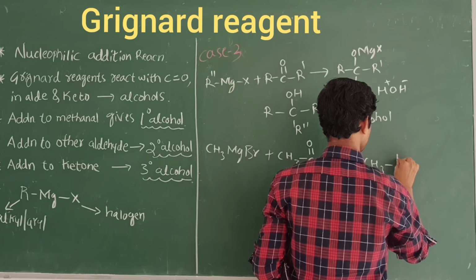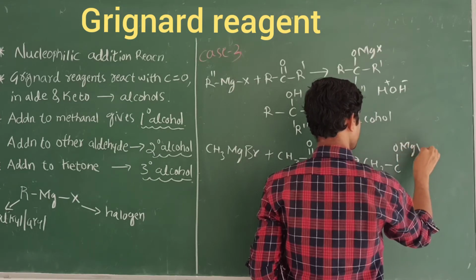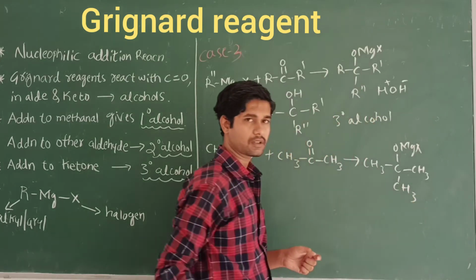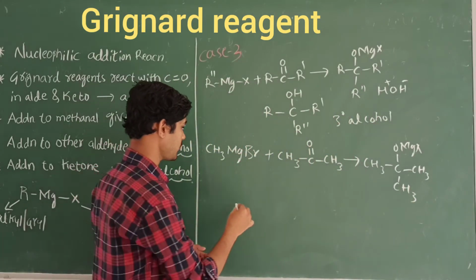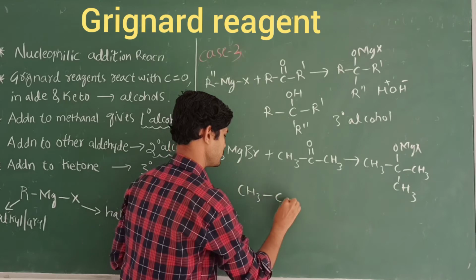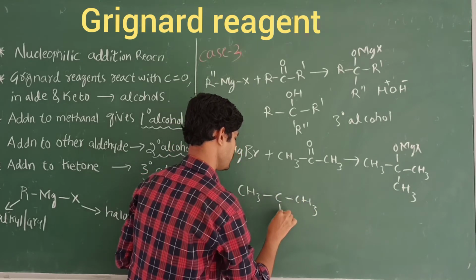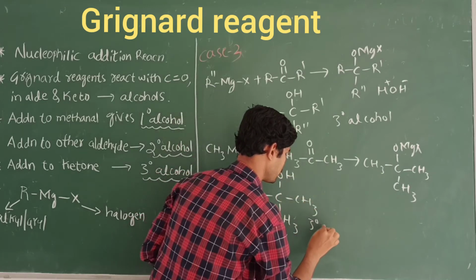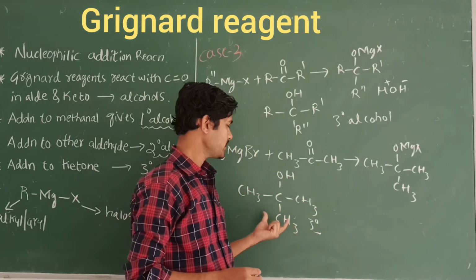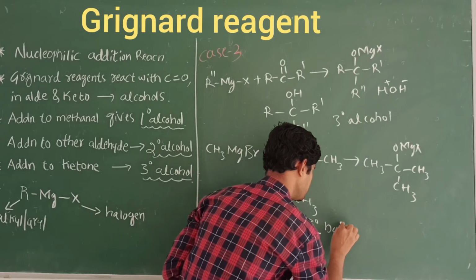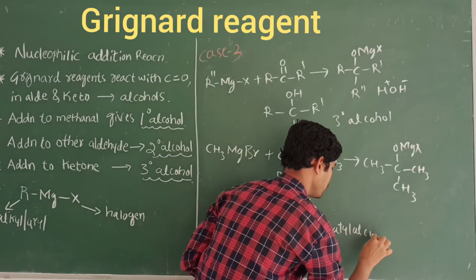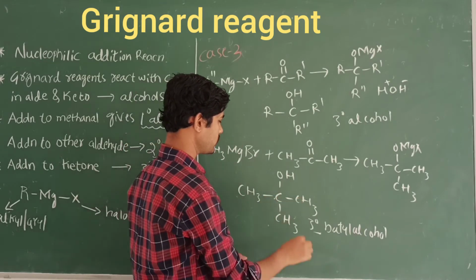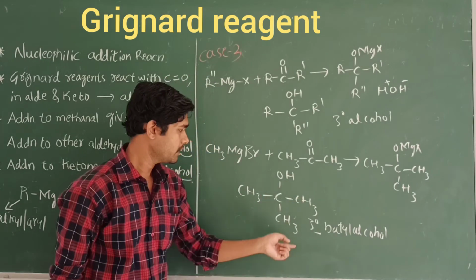CH3 C OMgX CH3 CH3, which on further hydrolysis gives the tertiary alcohol CH3 C OH. This is called a tertiary alcohol. Its name is tertiary butyl alcohol, because 4 carbon atoms are there: 1, 2, 3, 4. So this is tertiary butyl alcohol.